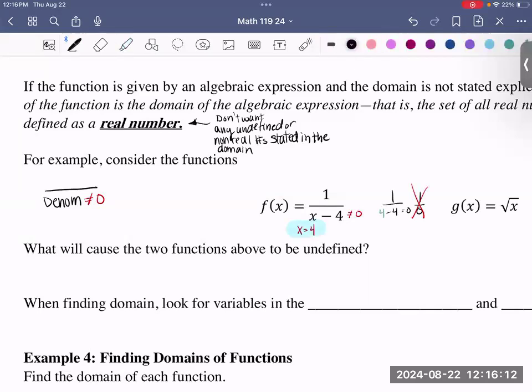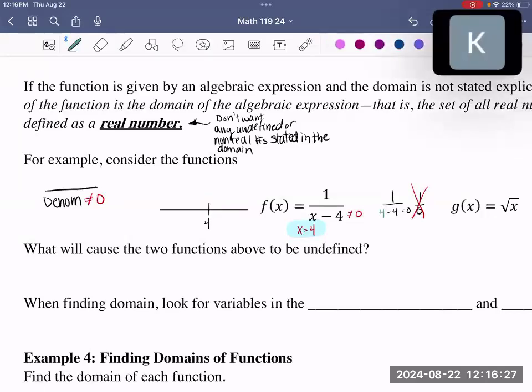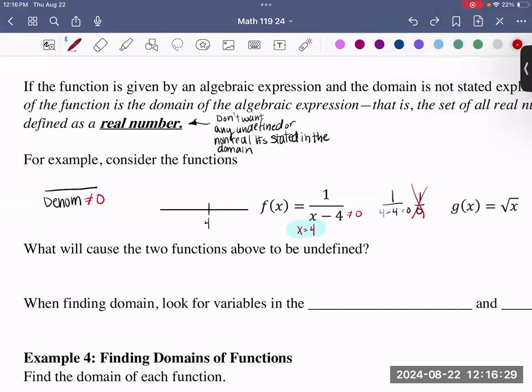Now, what is that going to look like? Well, on your number line, 4 is this value, and if we don't want to be at this value, we're going to jump over 4, to skip over 4.